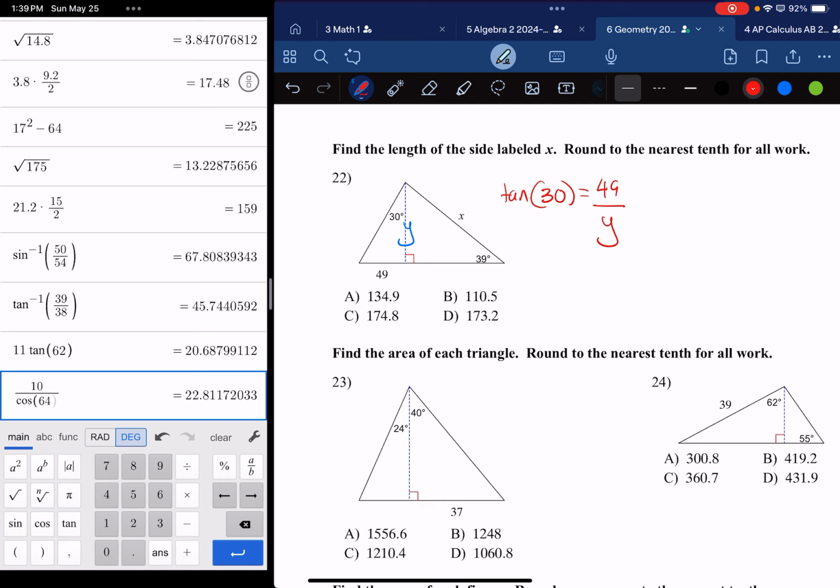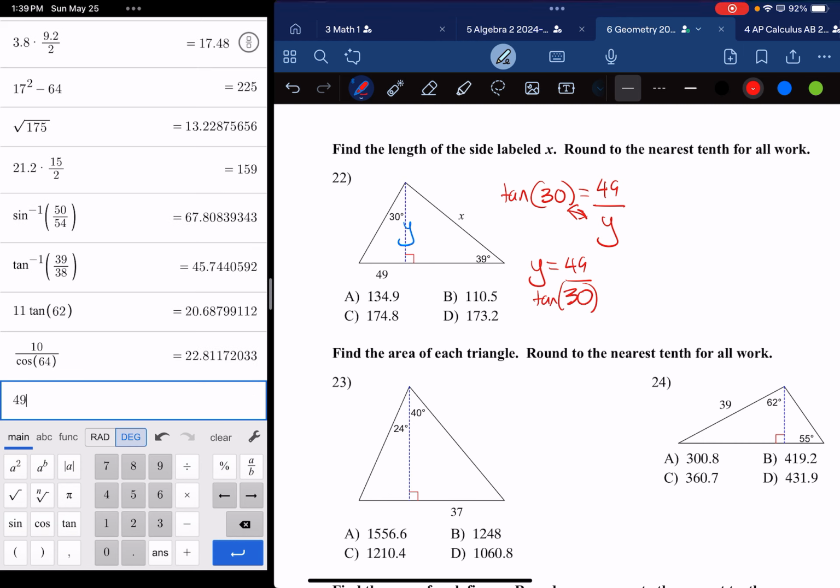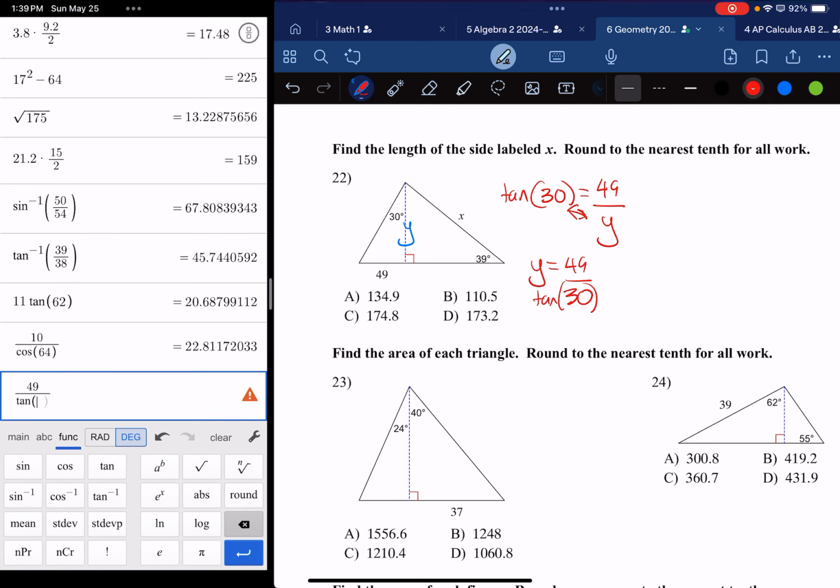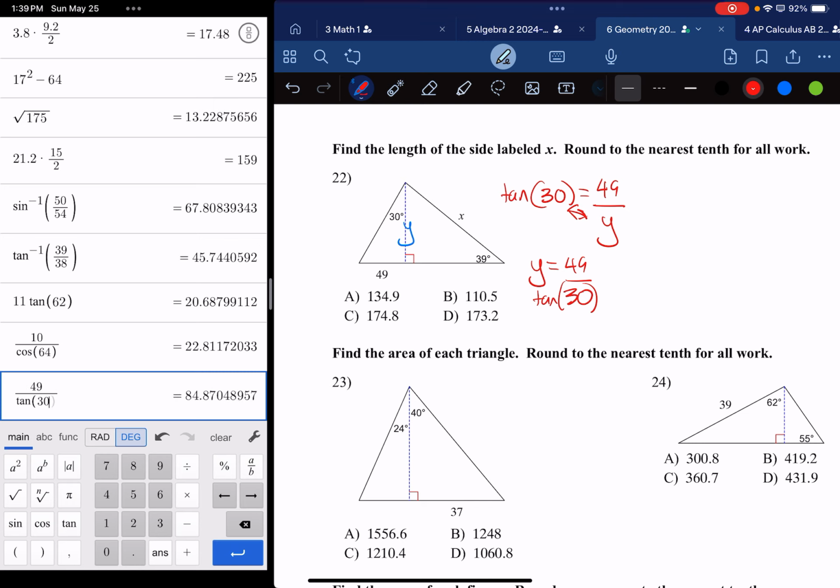Again, I'm going to switch my diagonals. These two diagonals are going to switch. So y is going to be equal to 49 over tangent of 30, so 49 divided by tangent of 30. That's going to be 84.9. So 84.9 is up here, and now I can use new trigonometry on this triangle on the right hand side.